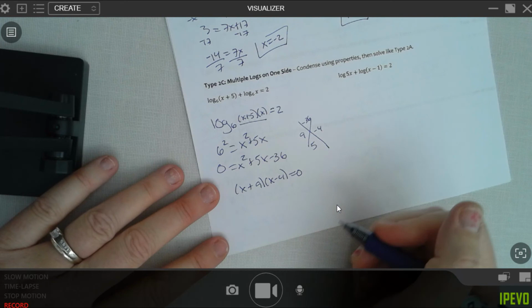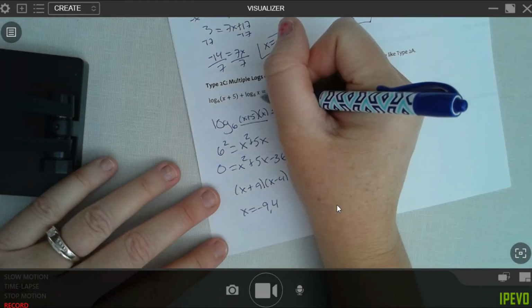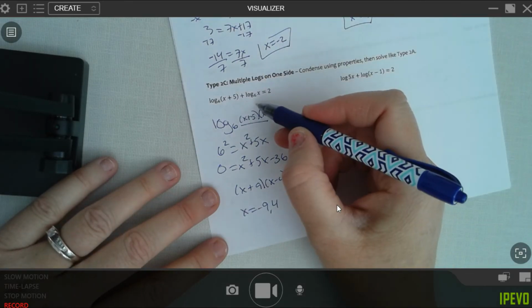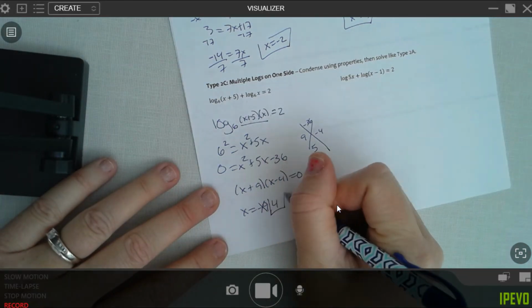Now what's important on these type of problems is that you go back and check, because remember you cannot log a negative number. So if I plug in negative 9 right here, it actually does not work because you can't log negative 9. So the only real solution here is the 4.